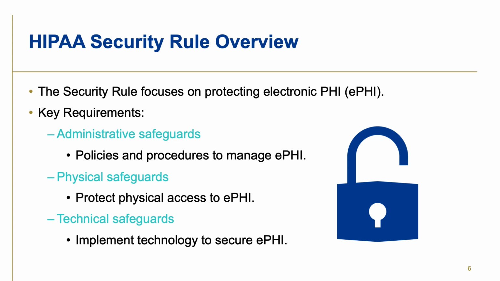The HIPAA Security Rule is specifically designed to protect electronic PHI, or ePHI. It requires healthcare organizations to implement 3 types of safeguards: administrative, such as policies and training; physical, like secure facilities and equipment; and technical, including encryption and access controls. These safeguards work together to ensure the confidentiality, integrity, and availability of ePHI.